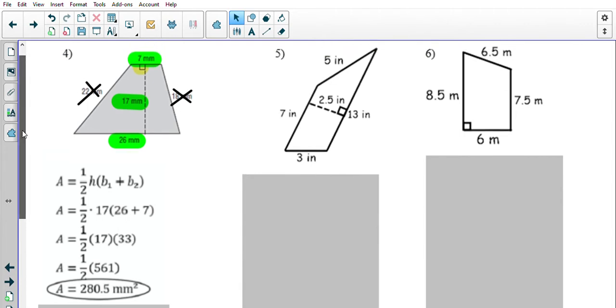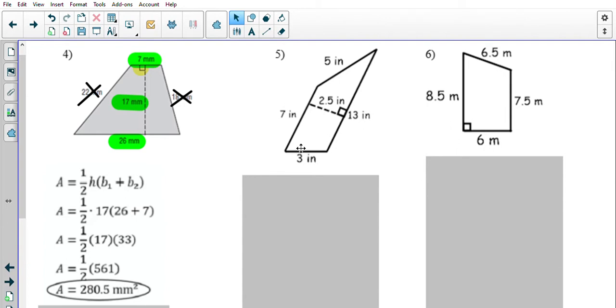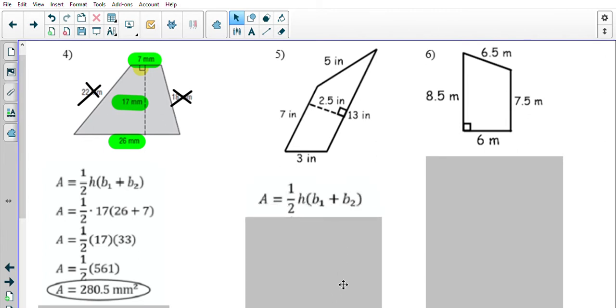All right, so number 5, this kind of looks like a crystal or a gem, the way it's situated. So it looks a little bit different, but it is a trapezoid since we have one pair of parallel sides. That's going to be these guys right here, like the left and the right. We're going to use the formula half times the height, and then in parentheses b sub 1 plus b sub 2. My height, remember they intersect at a 90-degree angle, which I have here, so my height is 2.5.